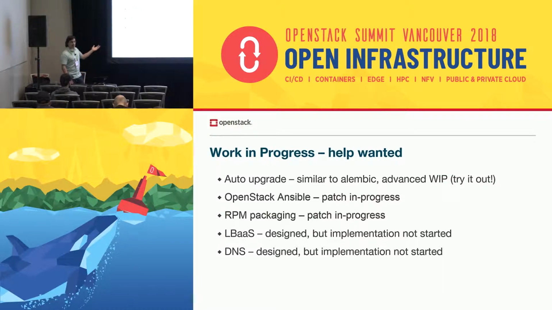We have OpenStack Ansible patches that are not yet committed. We wanted to give you deployment tools, but we're not there yet. But there are patches if you want to look at them, and if this is important for you, please help us out. And the same for RPM packaging. Those kind of go together. The OSA use the RPM packages. And then the big features we promised, LBAS and DNS, they're designed but not implemented.